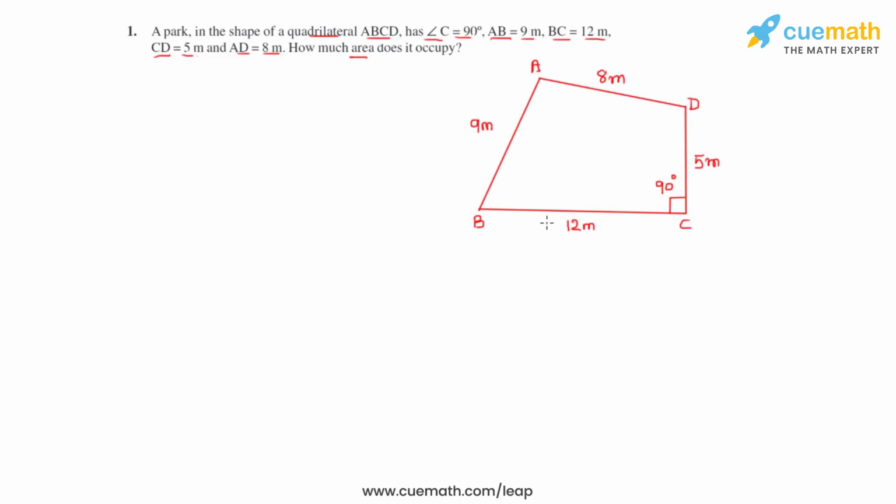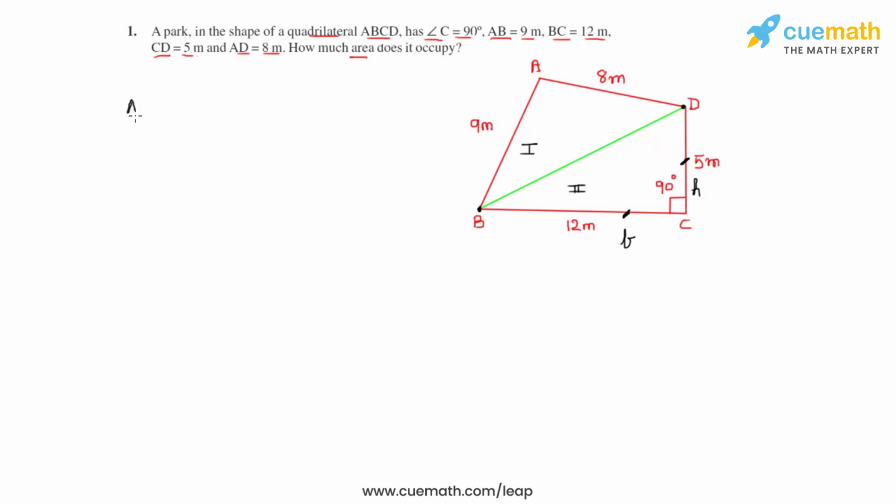The area of this quadrilateral can be found by dividing it into two triangles, and that can be done by joining the vertices B and D. So let's join them. As we can see, there are two triangles formed, triangle ABD and triangle BCD. In triangle BCD, we observe that DC is perpendicular to BC. So DC can be taken as the height while BC is the respective base for this triangle.